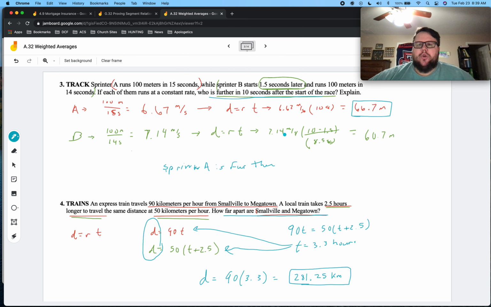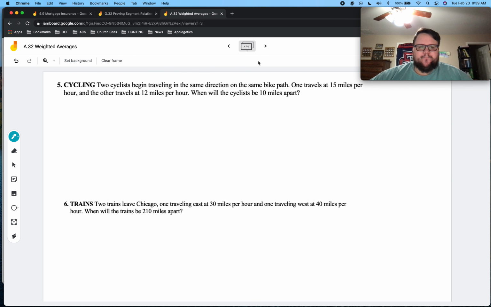All right, two more problems and then we're finished for the day. Cycling. Two cyclists begin traveling in the same direction on the same bike path. So remember our first problem, they were going in opposite directions. So here's our point. We have one cyclist going, and then we have another cyclist going. They're going in the same direction, so this is going to be a little bit different of a setup.